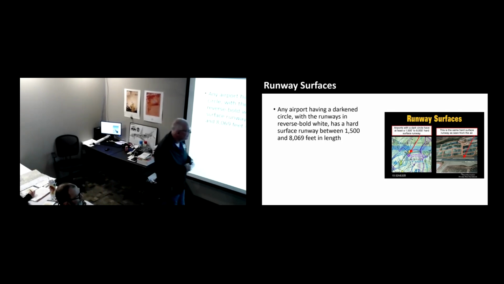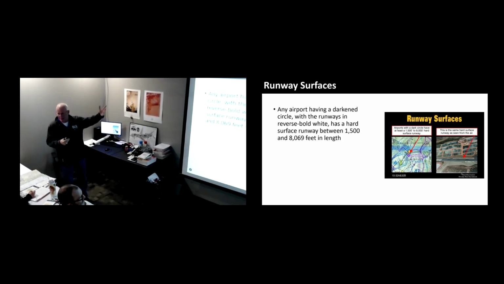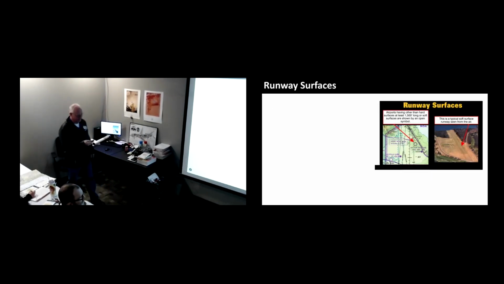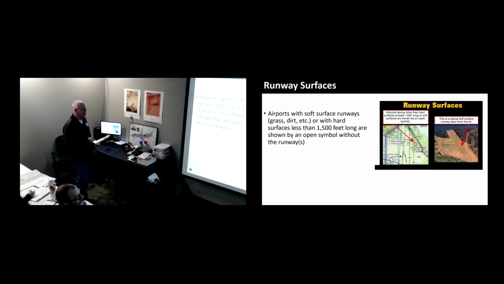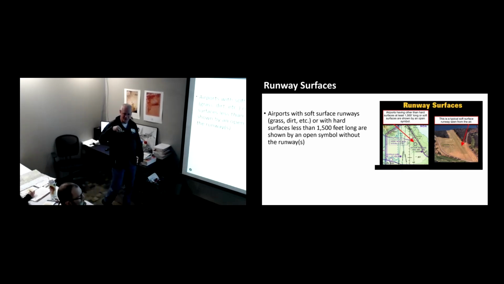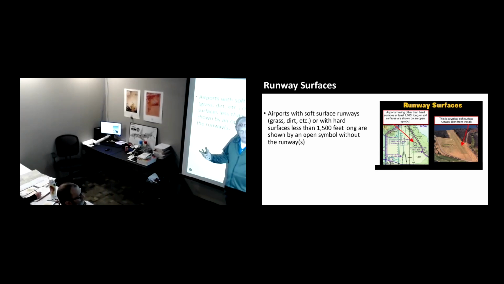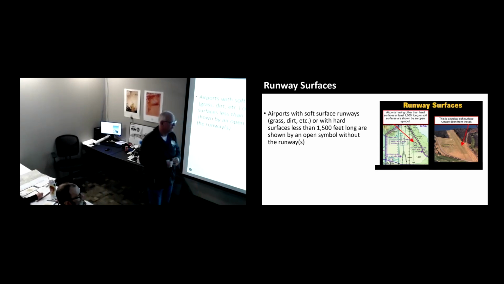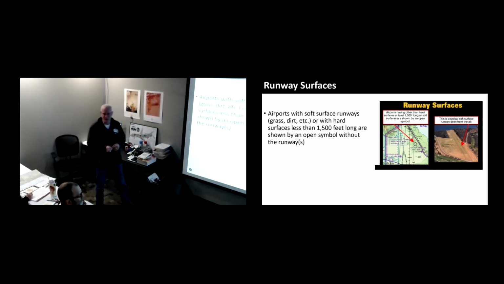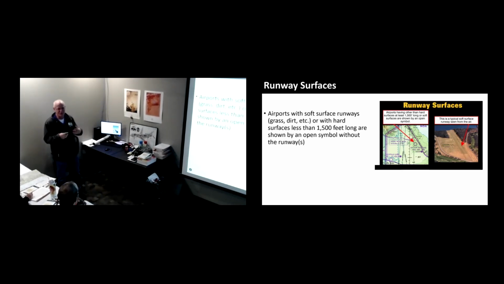Yeah, that's what we just talked about. The dark circle with something less than 8,000 feet, but longer than 1,500, it's got the little line, right? It's got the little indication in there. All right, that's what I already covered. If it's a soft surface or shorter than 1,500 foot runway, it's just going to be an open circle. Okay. That's an indication that this is either a grass runway or something less than 1,500 feet long runway. Okay. You're going to see a lot of them on most of the charts, especially in this area. There are a whole lot of private airfields or smaller airfields and grass strips.